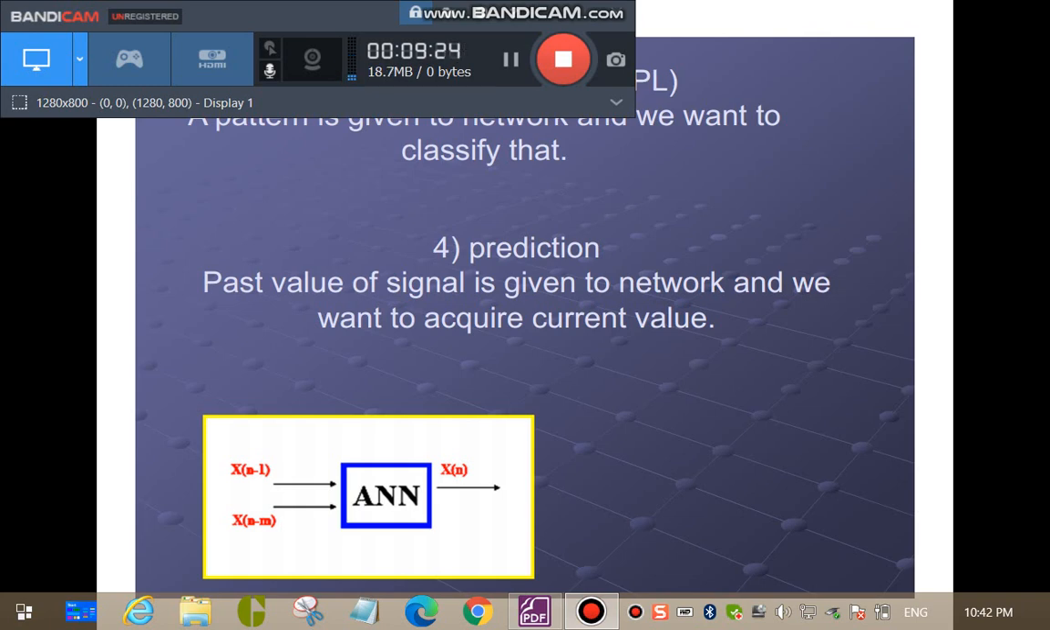Past values of signals are given to the network, and we expect the network to find the current or future states of these signals. So this is a very brief review of chapter 2, and it is explained in detail in the book. I will submit the book for you, and you can use the Haykin book as a reference for chapter 2, which is very important for getting familiar with the different learning processes.